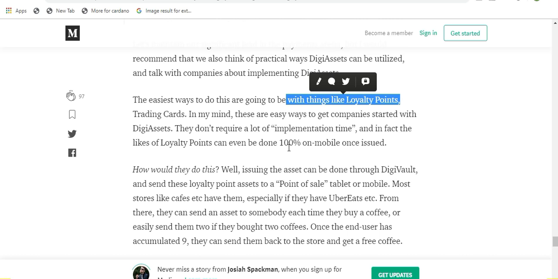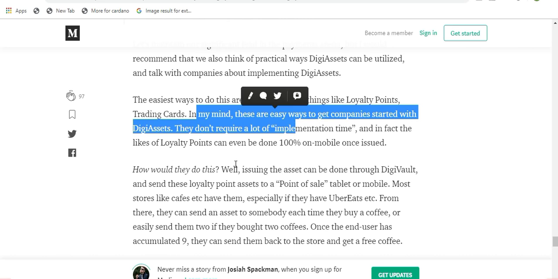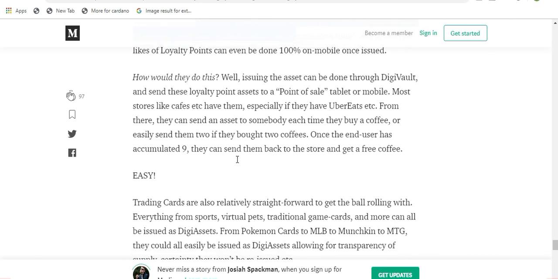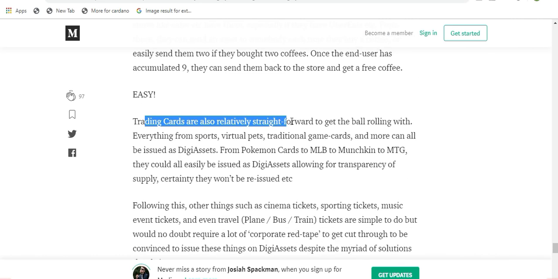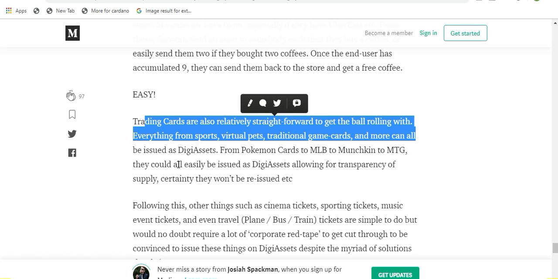He's also pointed out you could use trading cards. So I'm trying to find the section where he actually talked about it. So trading cards are relatively straightforward to get the ball rolling. Everything from sports cards, virtual pets, traditional game cards, and more could all be issued on DigiAssets. Anything from Pokemon cards to MLB to Munchkin to Magic the Gathering, they could all easily be issued as DigiAssets, allowing for transparency of the supply and certainty that they won't be reissued or duplicated or forged in any way.